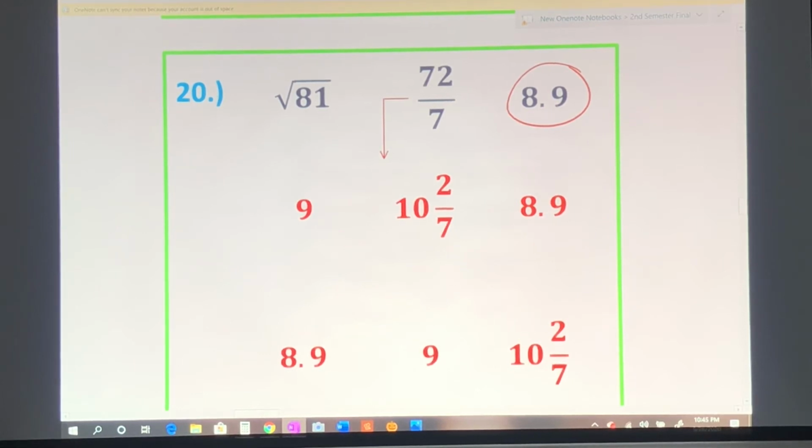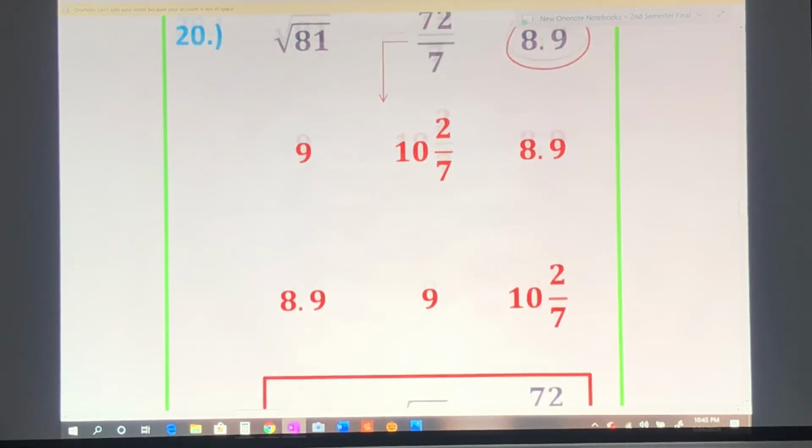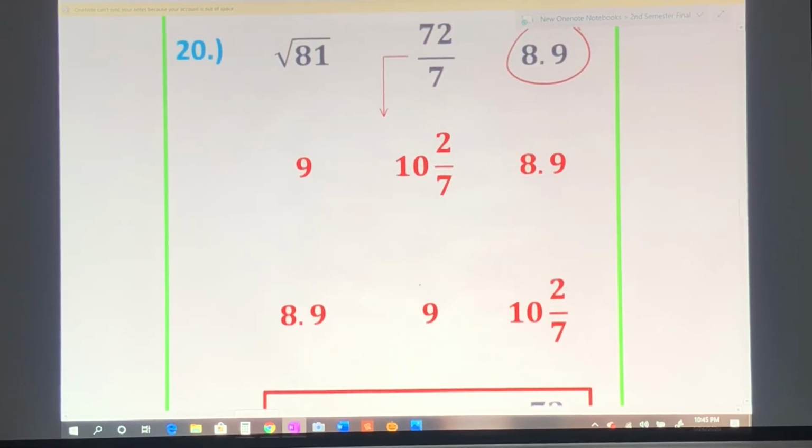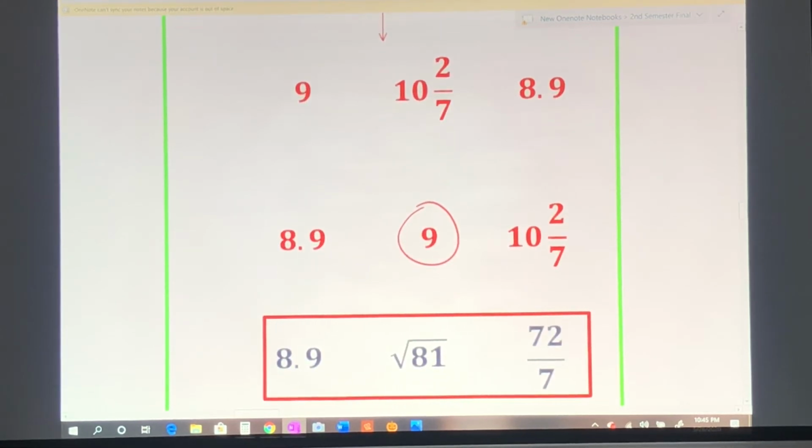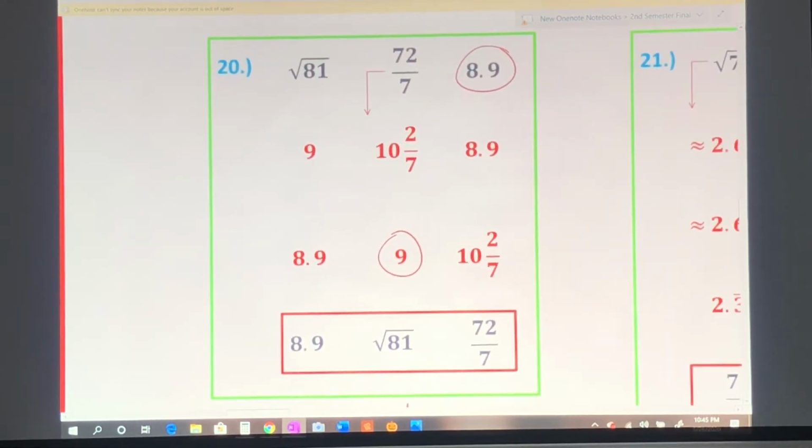Then I went back and said, all right, 8.9 is 8.9. 9 is the square root of 81. And 10 and 2/7 is 72/7. So using the original numbers, put them in order from least to greatest: 8.9, 9, and 10 and 2/7. Smaller, bigger, biggest. Okay, let's try this one.